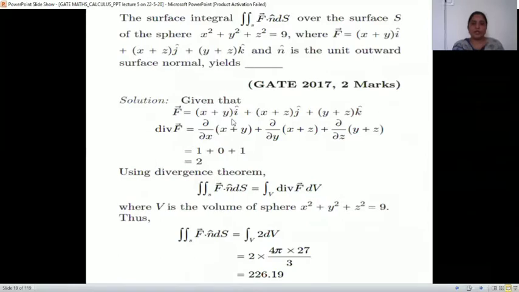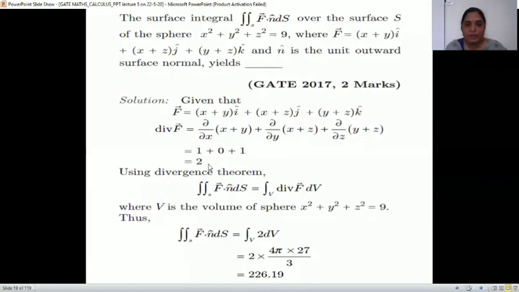We have F bar, so we can easily find del dot F bar. If there is a dot product, i, j, k will be removed. So it is dou by dou x of the first component plus dou by dou y of the second plus dou by dou z of the third component of the vector. Taking the derivative with respect to x partially gives 1. With respect to y partially, no term, 0. With respect to z, 1. So the divergence of F bar is 2.